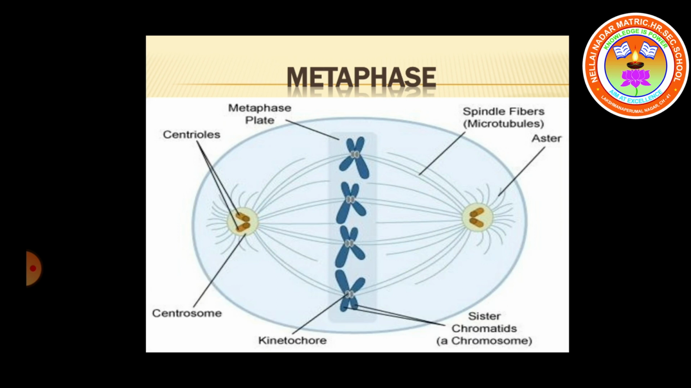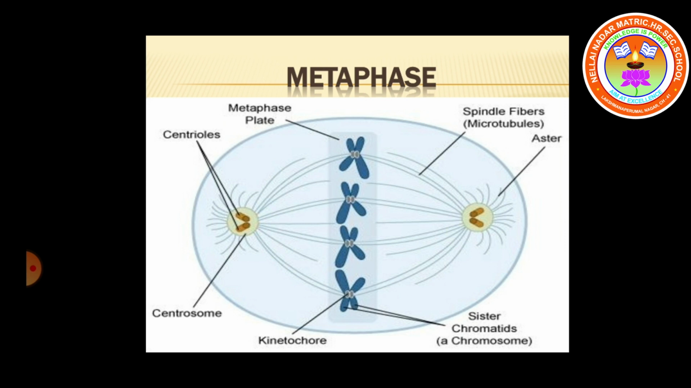Now, let us move on to the metaphase. In this stage, the duplicated chromosomes arrange on the equatorial plane and form the metaphase. You can see all the chromosomes are arranged in the middle of the cell in the same equatorial plane.